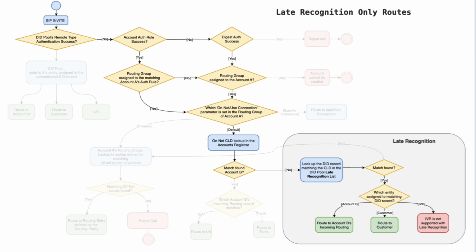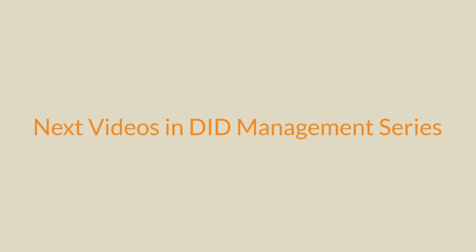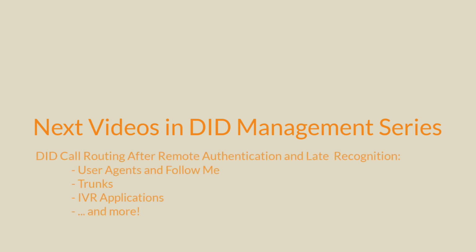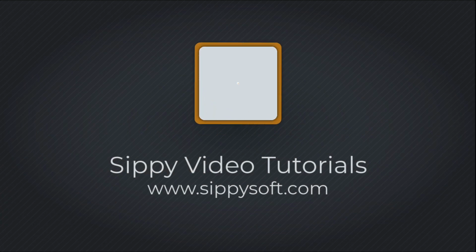To conclude, we've seen how late recognition acts as a vital bridge. It allows calls that have already been authenticated by other methods, such as from a registered user agent, to be intelligently routed to a specific destination in your DID pool. With the DID pool remote authentication and late recognition fundamentals covered, let's trace the call to the next stages of the DID call routing process. In our upcoming tutorials dedicated to DID management, we will dive into more details and explore the different paths a call can take after a successful remote authentication or late recognition, tracking it all the way to its final destination, whether it's a user agent, a follow-me number, a trunk, or more.